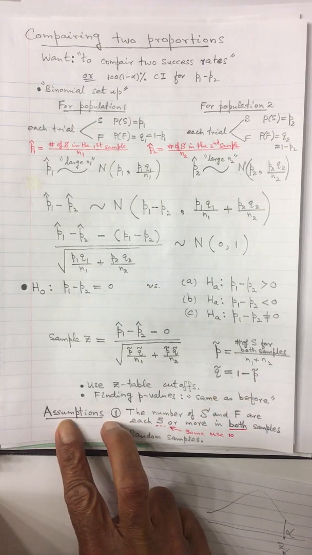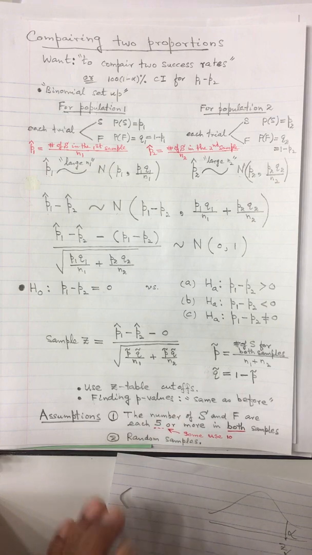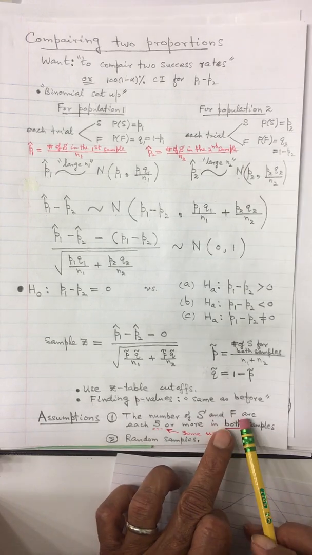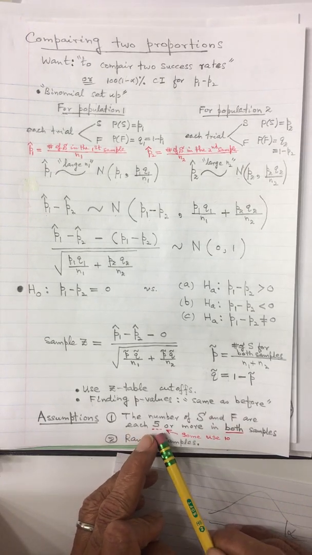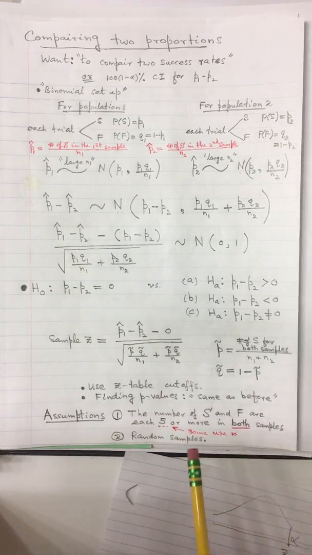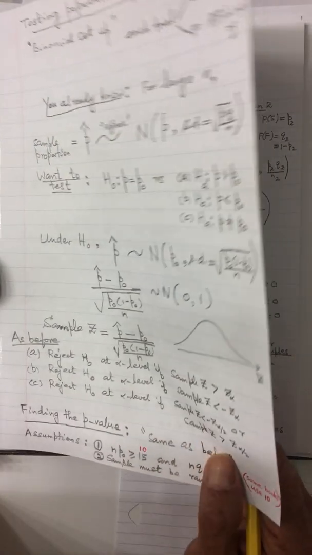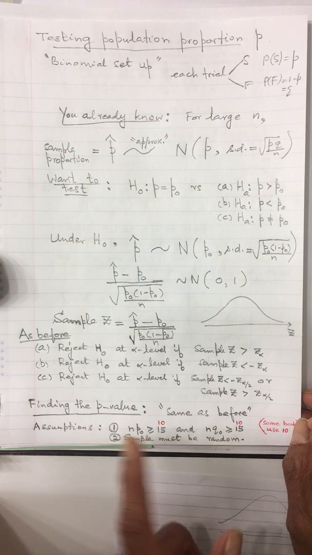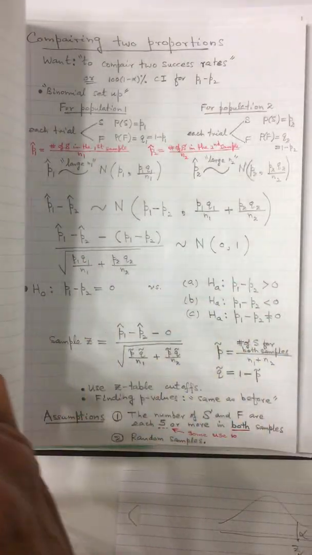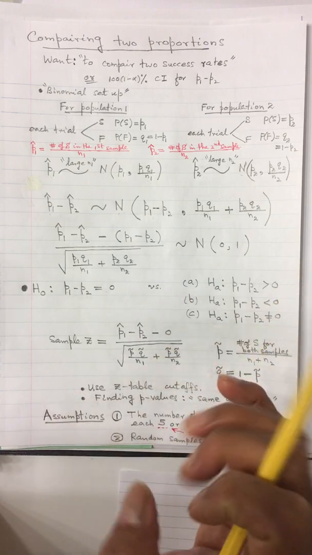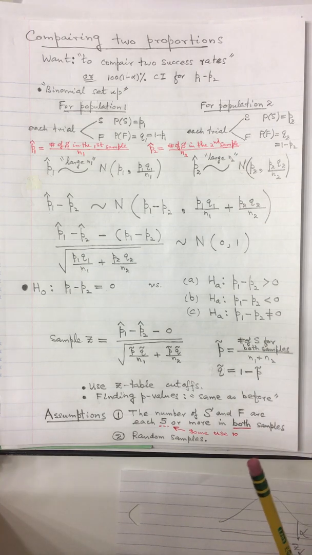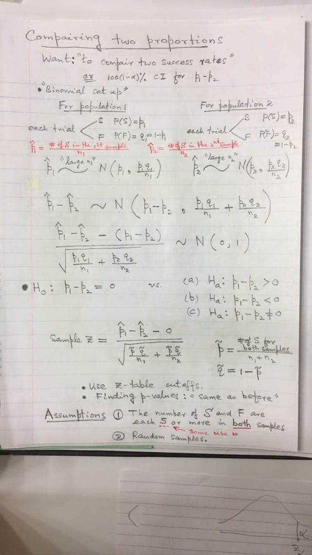Now the assumptions: the number of successes and failures for both samples must be 5 or more. You remember that with the one sample case, we said it's 10 or more. In this case, you have two samples, and we estimate these things by combining the two samples, and that's where the 5 is coming from. But some books still use 10 anyway.